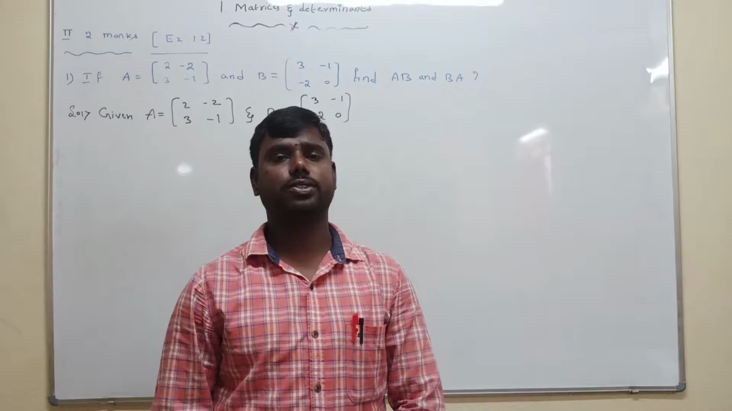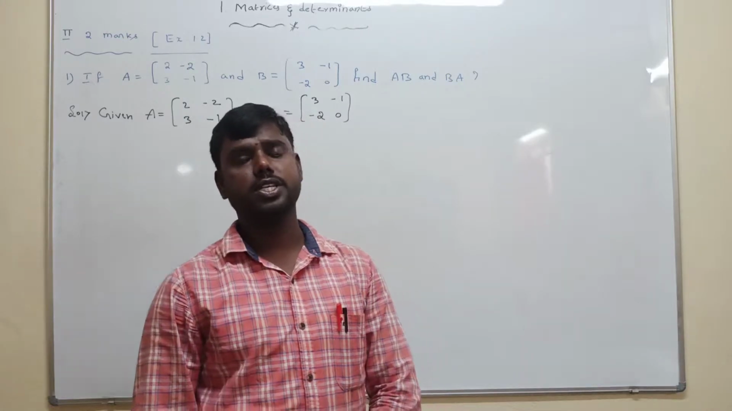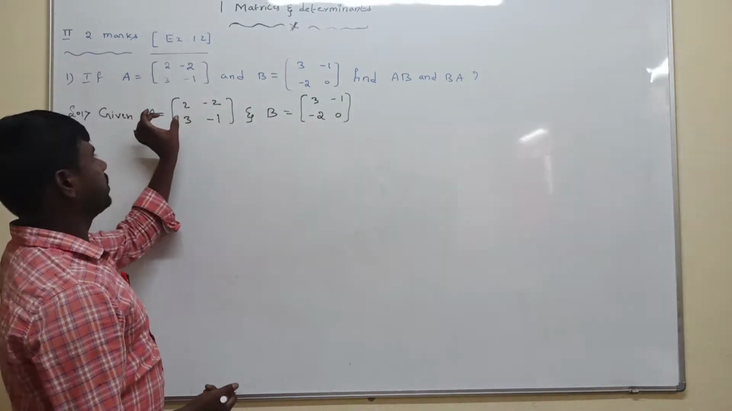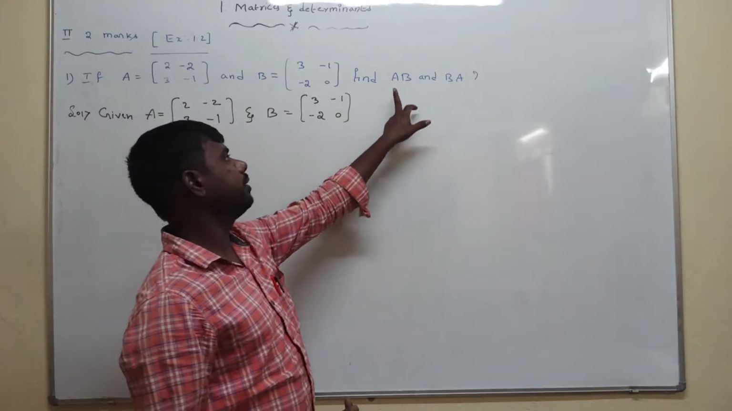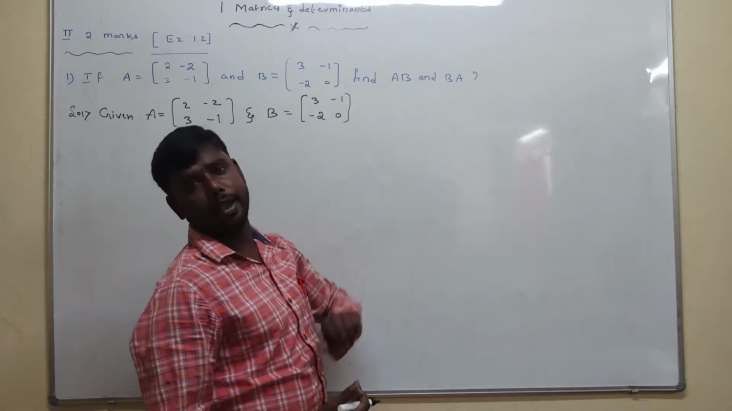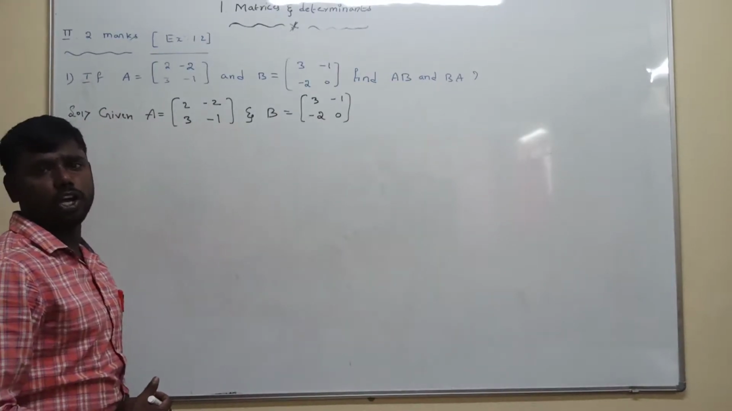Today's class is discussing two marks questions. See the first question. In this question, A matrix and B matrix are given, and we need to find the AB matrix and BA matrix. So now we are going to the solution.